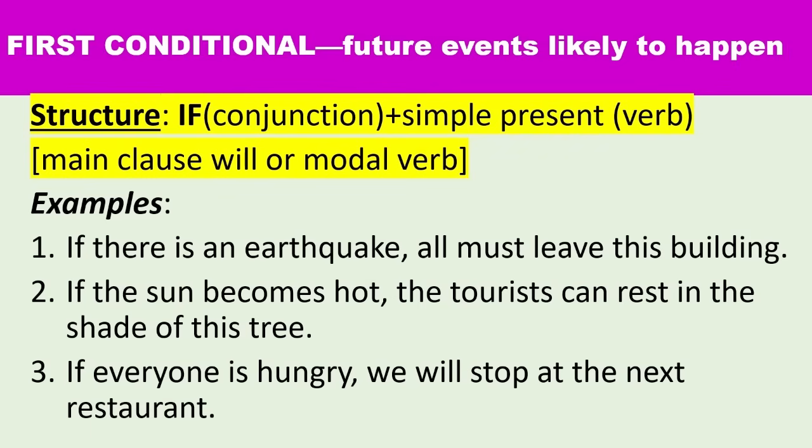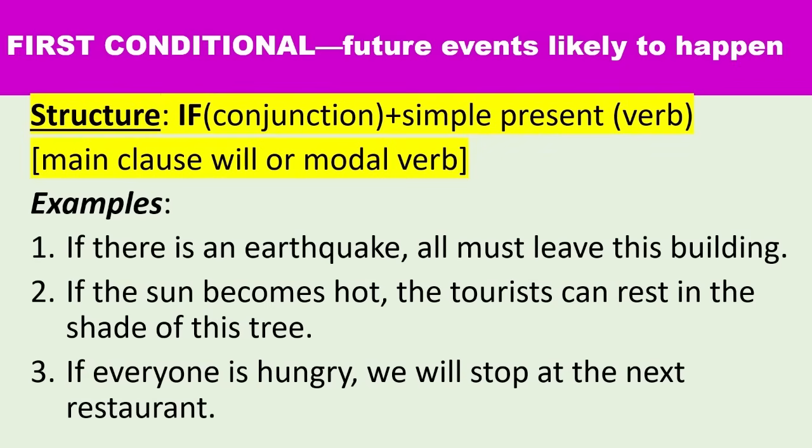If there is an earthquake, all must leave this building. Now here is a future condition, event likely to happen. If there is an earthquake is simple present. If there is an earthquake, conditional clause, all must leave this building, main clause, and that is giving instructions for what is going to happen in the future. If the sun becomes hot, the tourists can rest in the shade of this tree. Can, must, these are modals. So can rest, must leave.